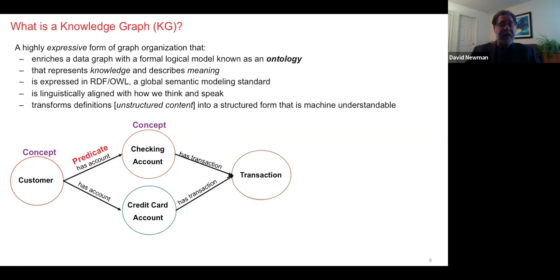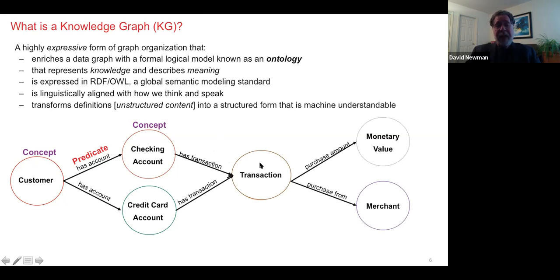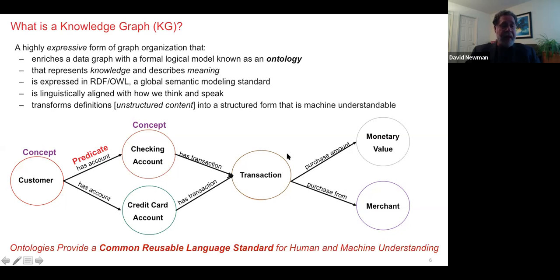In this case, they both share common behavior that they will have transactions that associate to another first-class object called a transaction, which will also have a fan out of relationships that describe the meaning of the transaction, that it's meaningful in that a transaction may reflect a purchase from a merchant, and it may reflect the purchase amount, which is some monetary value, and that this can be all again represented using a standardized common semantic language like RDF-OWL that is also highly reusable, which we'll describe a little more in a moment, and it's something that humans and machines can both understand.